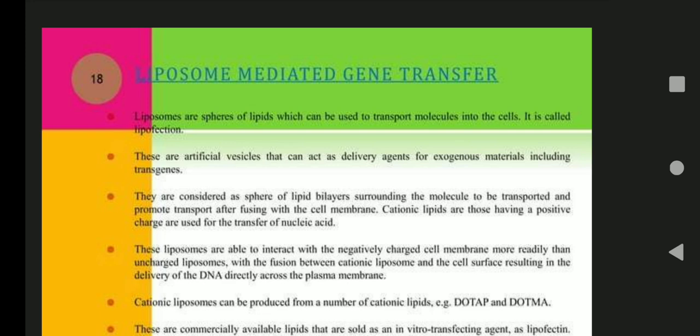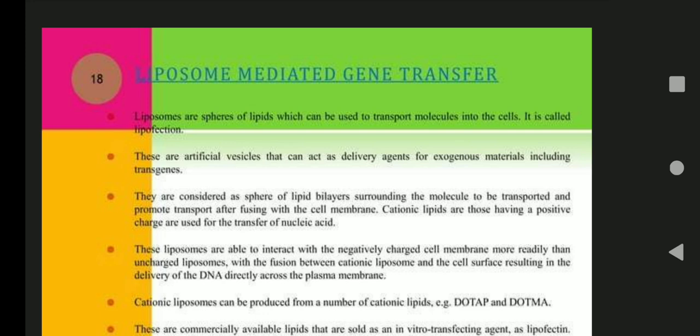liposome mediated gene transfer. The liposome mediated transfer method involves a phospholipid bilayer. The inner core is hydrophilic and the outer core is hydrophobic in nature. The sphere of lipid bilayer is transported to the cell membrane directly, and it is associated with cationic lipids that are positively charged, used for the transfer of the nucleic acid in an intact form.